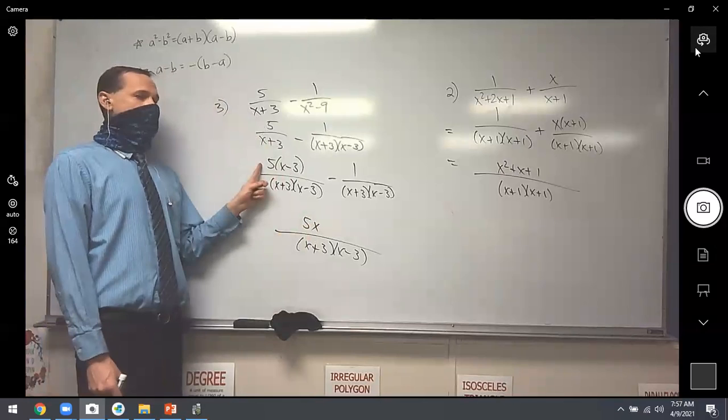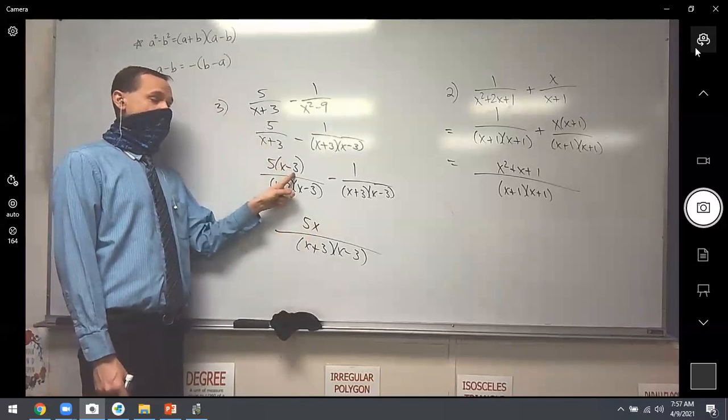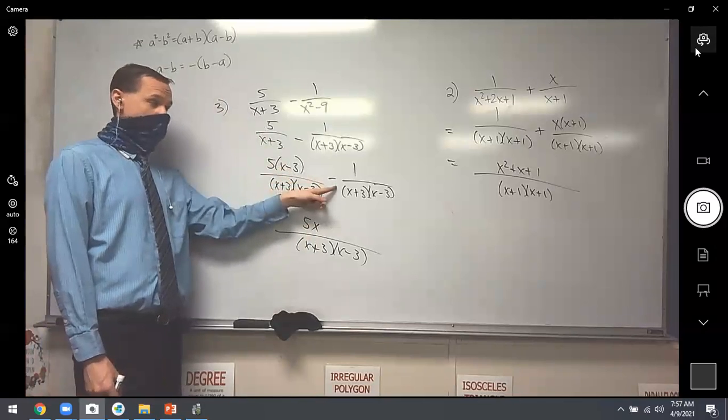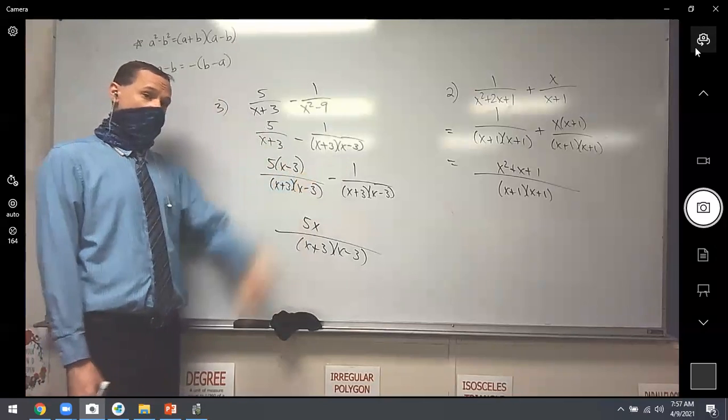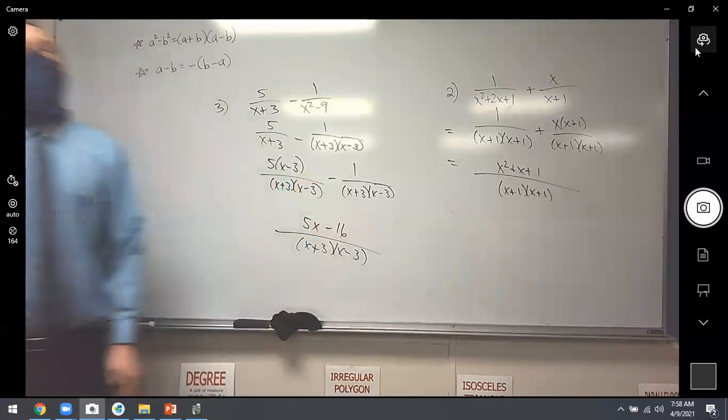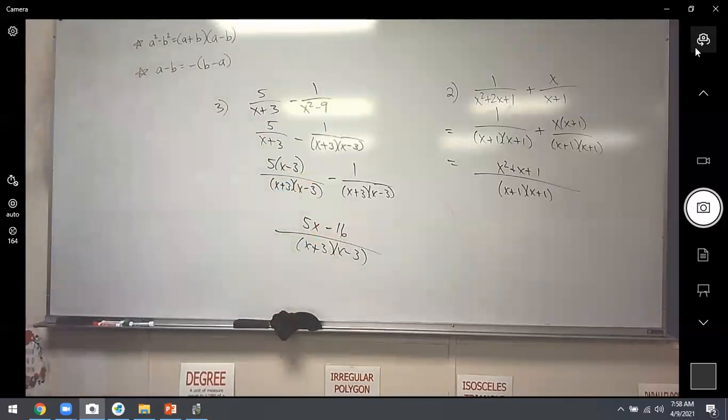And also from the distribution, 5 times -3 is -15, right? But while we're at it, we're subtracting 1. And -15 minus 1 is -16. And I take a step back. Can I factor any more? No, nothing goes into 5 and 16. There's nothing I can do with that. Nothing cancels. So we're done. And that's all I can do for that particular problem.